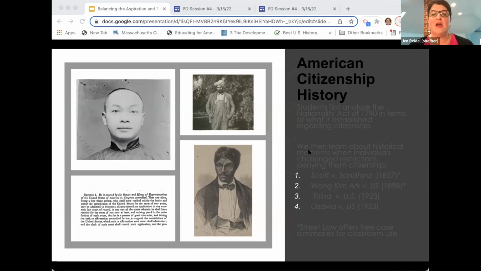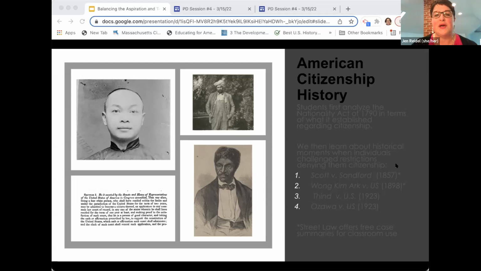So you can see here, I do case studies because I love court cases. Court cases to me are the nectar of social studies life because they're stories. At the core of them, they're narratives. And students always remember stories. They might not remember unrelated facts, but they remember stories.